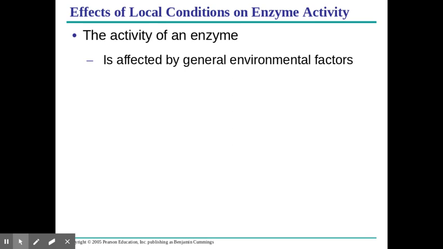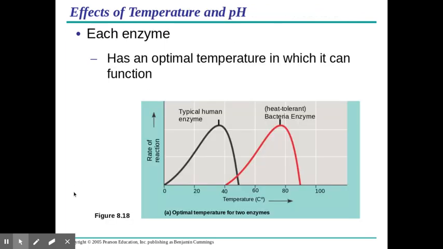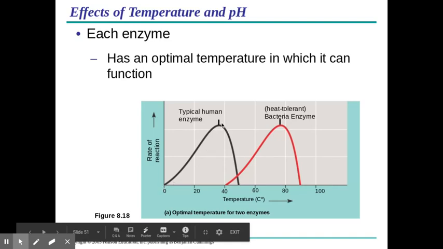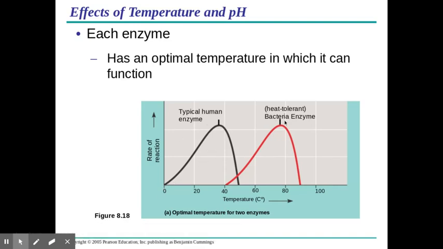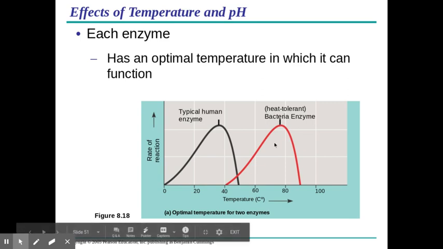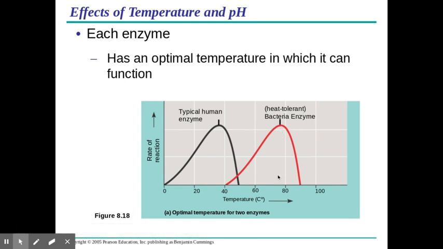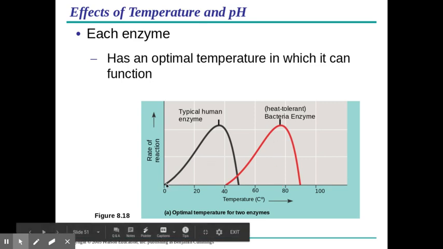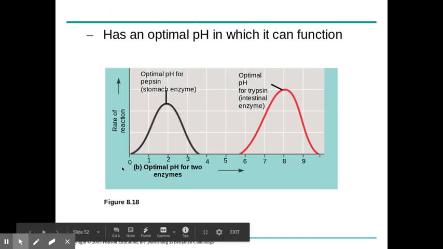The activity of an enzyme is affected by general environmental factors, and these are the same factors that affect a protein in general. And the reason why is because it's all about shape. So if we look here, we have two different enzymes. We have a typical human enzyme, and then we have a heat-tolerant bacterial enzyme, and its optimal temperature is almost 80 degrees Celsius, where a human enzyme is optimally at about 37 degrees Celsius, which is about 98.6 degrees Fahrenheit. So again, just showing you that different enzymes will have different optimal temperatures. And the same thing is true with pH.